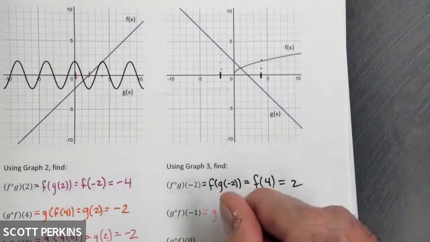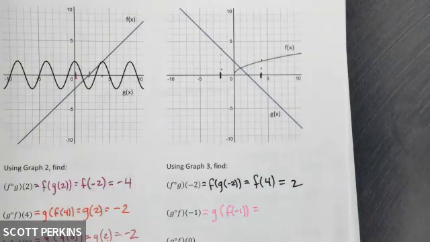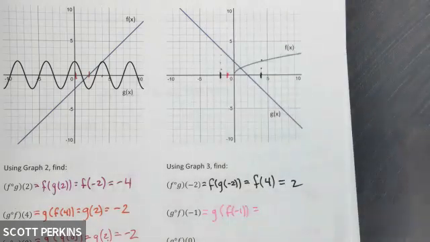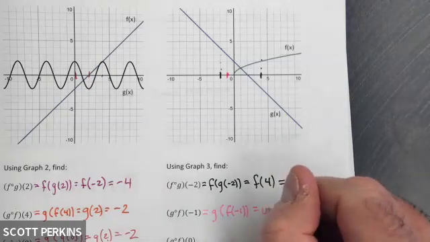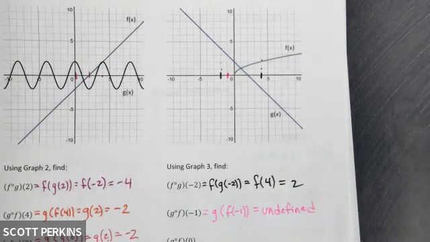This one's G composed with f of negative 1. So I'm going to look at the function f, which is the green graph, at negative 1. Here's negative 1, and what do I observe about the green graph? It doesn't exist there. It's undefined. This is very similar to the problem that we did with the equations. When I plugged in negative 2 earlier, I got the square root of negative 1. This one right here is undefined. Negative 1 is not a value in the domain of that composition.